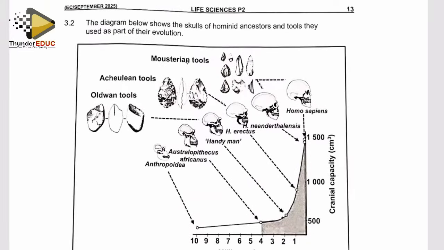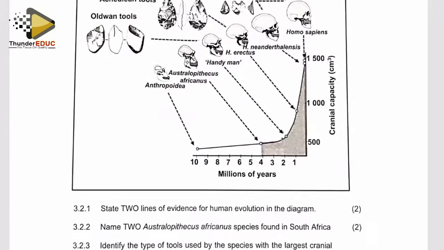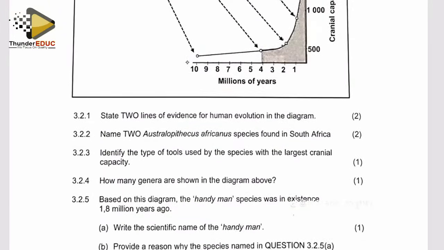Then we go to question 3.2. 3.2 is a little bit easier. They're saying the diagram below shows the scar of hominid ancestors, and the tools they used as their evolution. So they are looking at the evolution and the tools they used. They're saying state 2 lines of evidence for human evolution in the diagram.